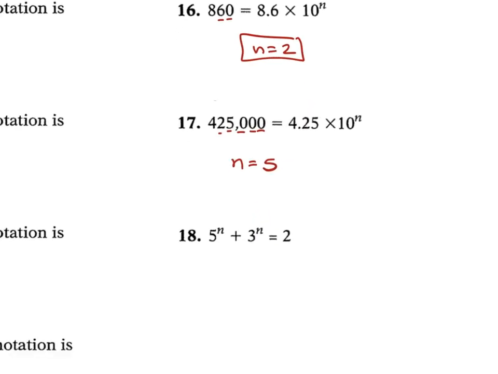For 18, we have 5 to the power of n plus 3 to the power of n is equal to 2. Well, 5 to the 2nd power is 25 plus 3 to the 3rd power is 27. That's not 2. That's something much greater. So let's see here. 5 to the 1st power is 5 plus 3 to the 1st power is 3 equals 2. So this would have to be 1. So n is 1 for this one.